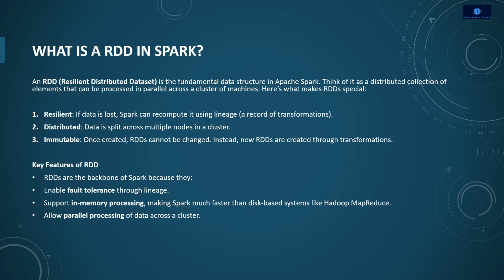Distributed means data is split across multiple nodes in a cluster. Immutable means that it cannot be changed. An RDD cannot be changed; instead, if we need to change an RDD, we need to create a new RDD through a different transformation. So we have some features of RDD. RDDs are the backbone of Spark because they enable fault tolerance, and they also support in-memory processing. In-memory processing makes Spark much faster than disk-based systems like Hadoop MapReduce. It also allows parallel processing of data across a cluster.